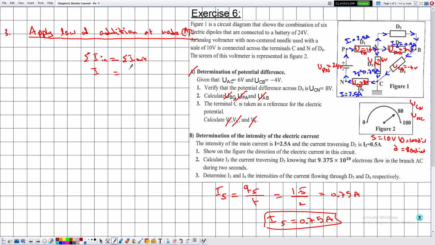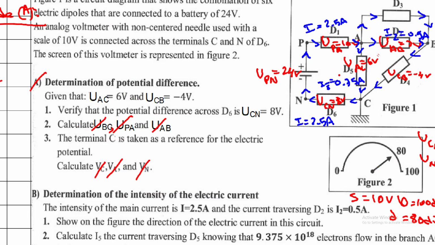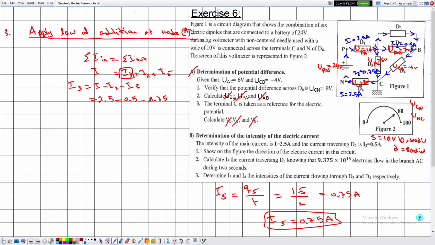So here we have I3 plus I2 plus I5, and we are interested in determining the value of I3. Then I3 is given by I minus I2 minus I5, which is equal to, the value of I is 2.5, the value of I2 is 0.5, and the value of I5 is 0.75. Plugging this on the calculator, the value of I3 is 1.25. Everything is expressed in SI, which is amperes. So in this case, I3 is equal to 1.25 amperes.